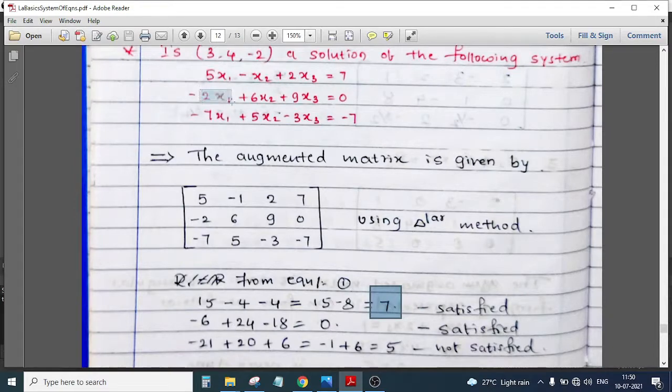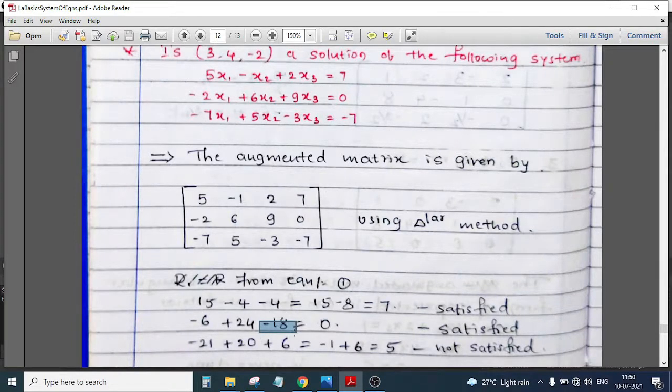So minus 2, what is the value of x1? 3, which is minus 6. Plus 6x2, what is the value of x2? 4. So 6 4s are, we'll be getting here 24. Plus 9x3, what is the value of x3? Minus 3. So 9 into minus 2, we are getting minus 18. Okay. Next.